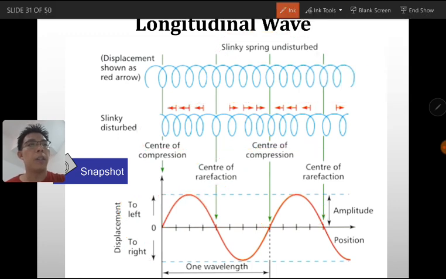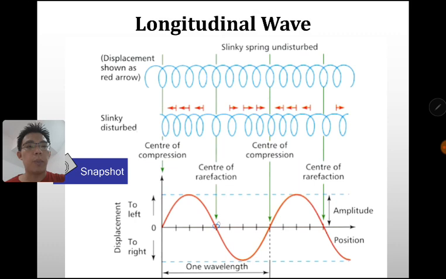So let's focus at this point on identifying whether this is a center of rarefaction or compression. First of all, let's look at the particles around it. This particle is moving to the left. Imagine that there's a point there in the middle. Those on this side that I circle here are moving to the left, and those here are moving to the right.